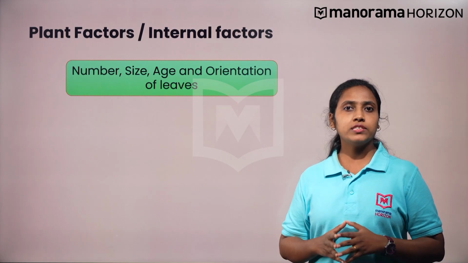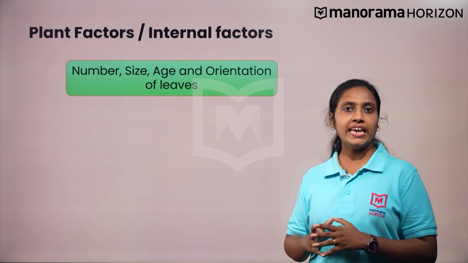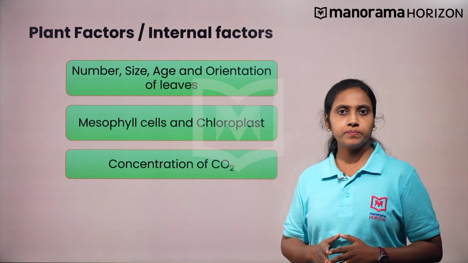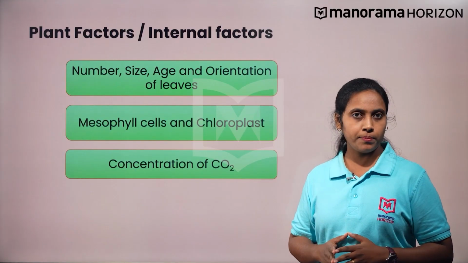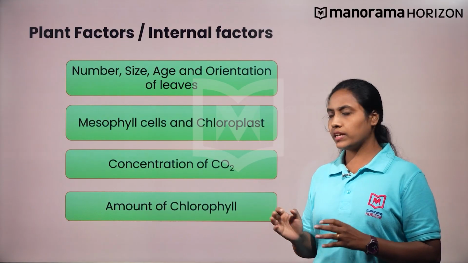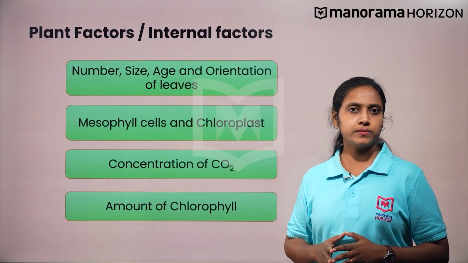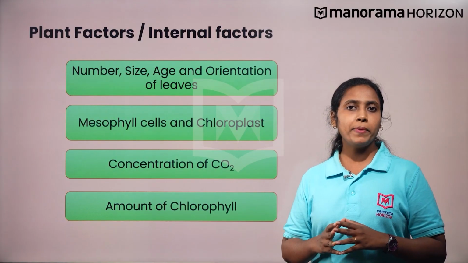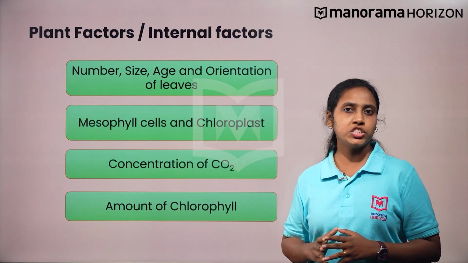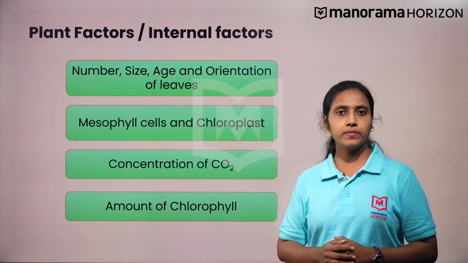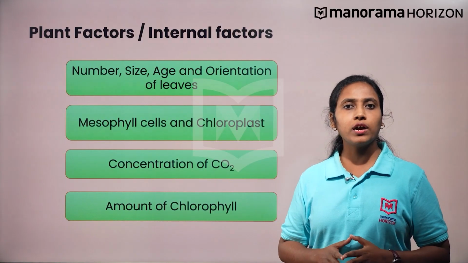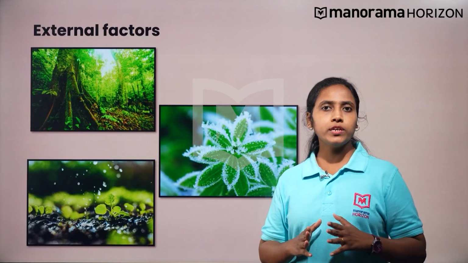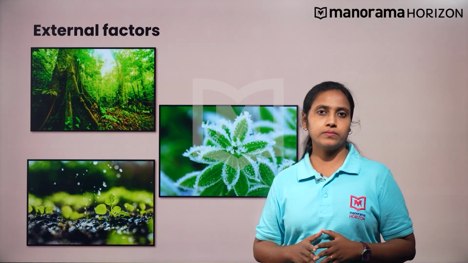There are many factors such as number, size, age and orientation of leaves, mesophyll cells and chloroplast, internal concentration of carbon dioxide, and the number of chlorophyll molecules present. These internal factors are not independent. They are dependent on the genetic predisposition and the growth of the plant. Now, let us have a look at the external factors. And in this session, we'll be focusing on the external factors.